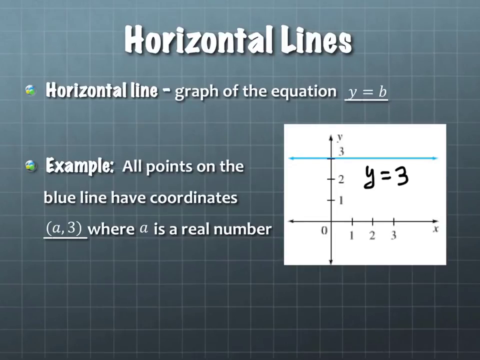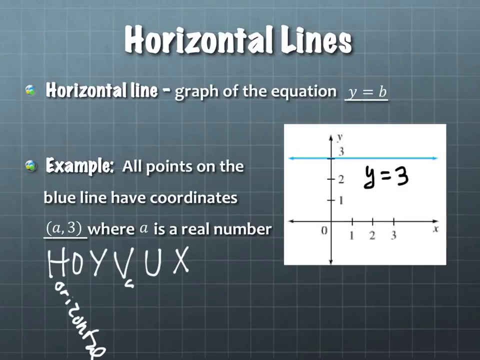All right, so before you flip this page, I want to give you an acronym. Has anybody seen this acronym before? HOY VUX. Nope. Cool, then I get to show you something new. We're talking about horizontal and vertical lines, so what do you think the H and the V are in this acronym? They're horizontal and vertical. So this is horizontal, and this one's vertical. The O is actually the number 0.